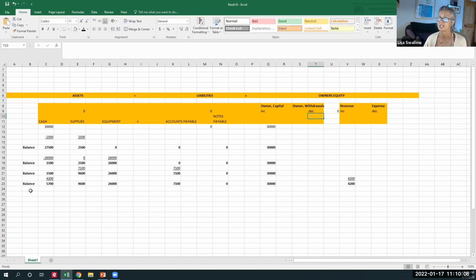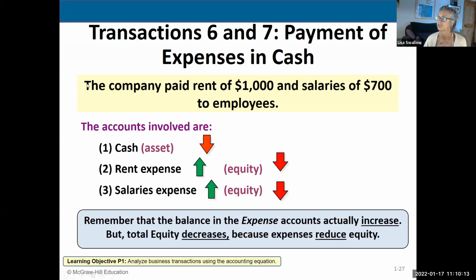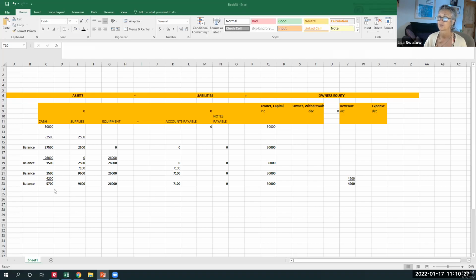So let's start over here with the easy part. What happened to the cash? Right, one more time. What happened to the cash? My cash went down by $1,700 and my equity went down by $1,700 because these two expense accounts went up. So cash decreased $1,700. And then over here, my expenses decreased equity. And we know that because right here it says decrease, expenses decrease equity minus $1,700.